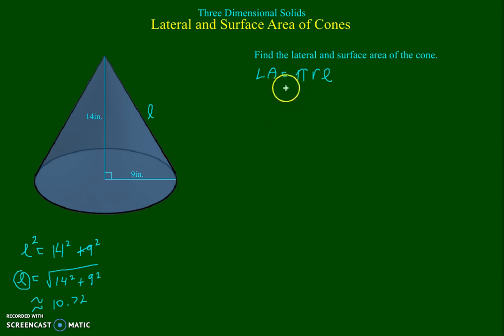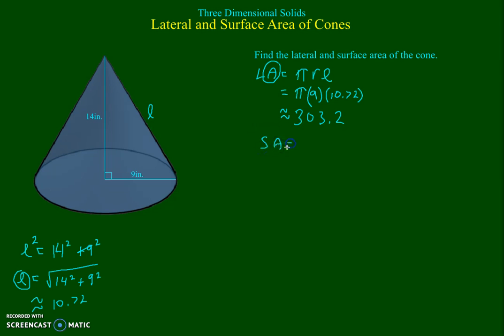Now that's all I have to do here in my lateral area: pi times r, which is 9, times my slant height. I'm just going to use this approximated value on the screen here, but I will use my formal variable in the actual calculation. And so lateral area is going to be approximately 303.2. So that gives my lateral area. I'm going to go ahead and store that in memory location A, simply because L is already taken up with slant height.